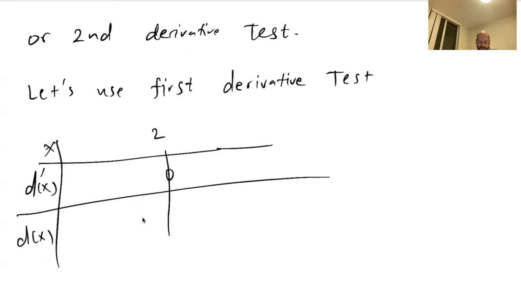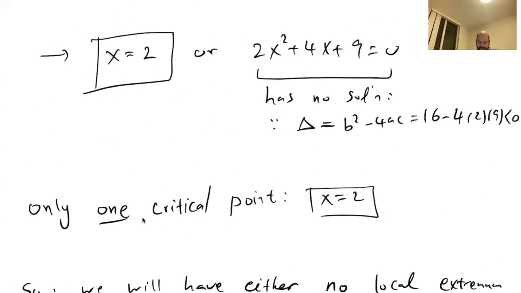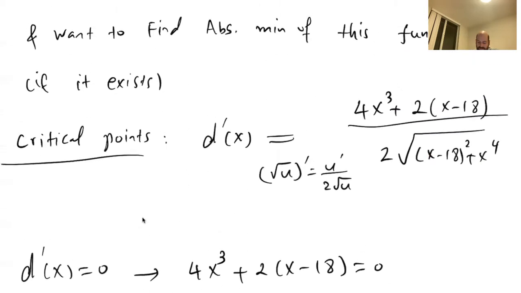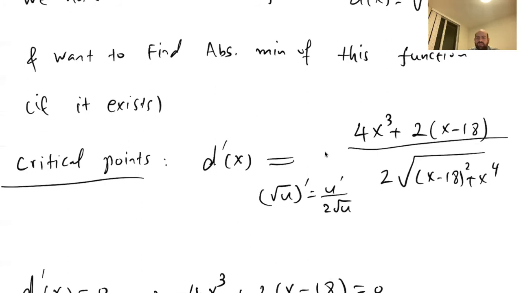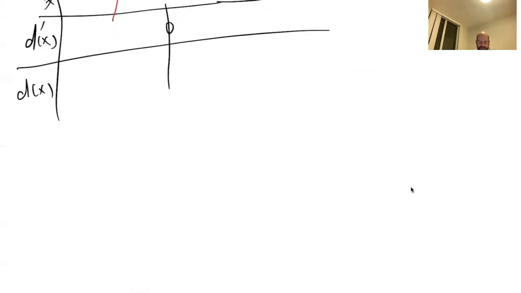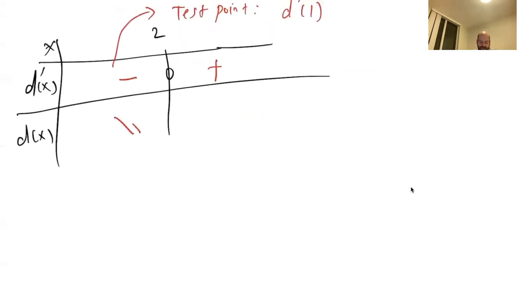Before 2, you can use a test point, for example, d prime of 1. d prime of x was this expression. If you replace x with 1, 4 plus 2 times minus 1 minus 18 is minus 17. 2 times minus 17 is minus 34 plus 4, negative. Denominator obviously positive, so the total answer will be negative. And then positive here, so the function is decreasing here, increasing here, and here we will have a local minimum.